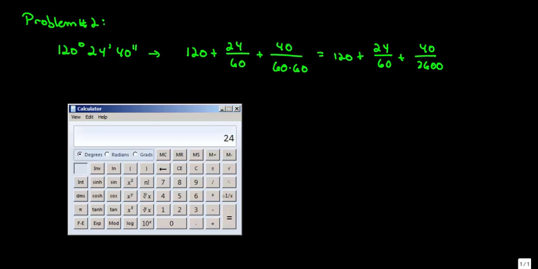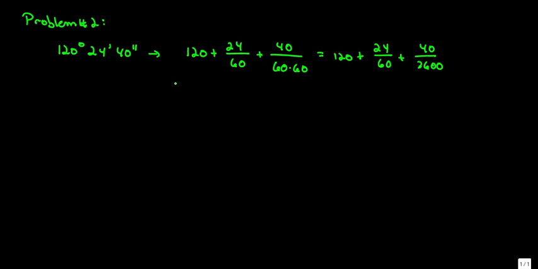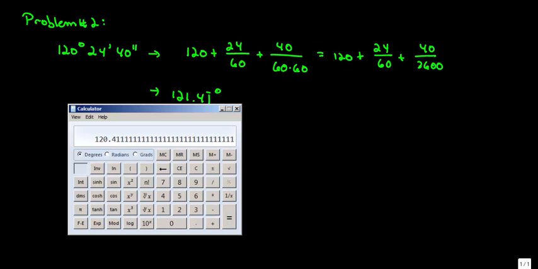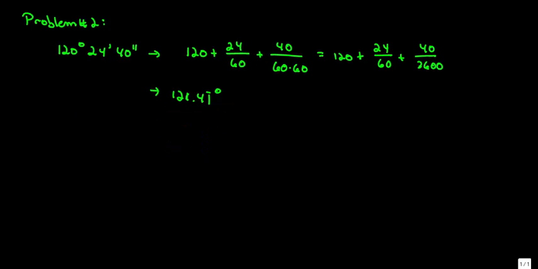So let's grab our calculator. We've got 120 plus 24 divided by 60 plus 40 divided by 3,600. So that gives me 121.41 repeating degrees. And there's your solution. Oh, excuse me, not 121, 120.41 repeating. There we go. Okay, let's take a look at the next problem.